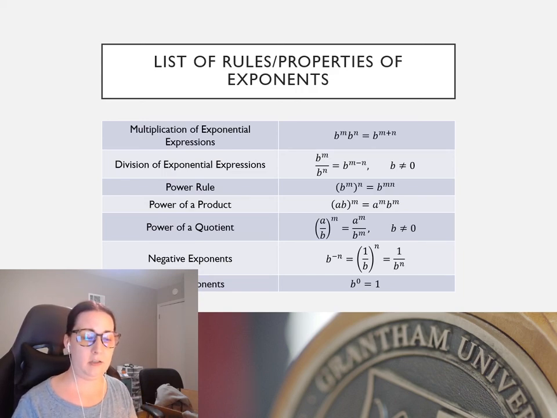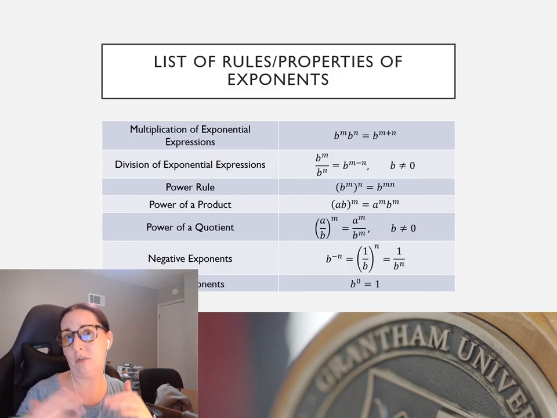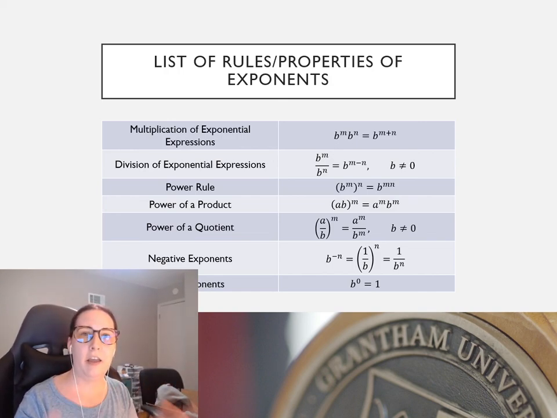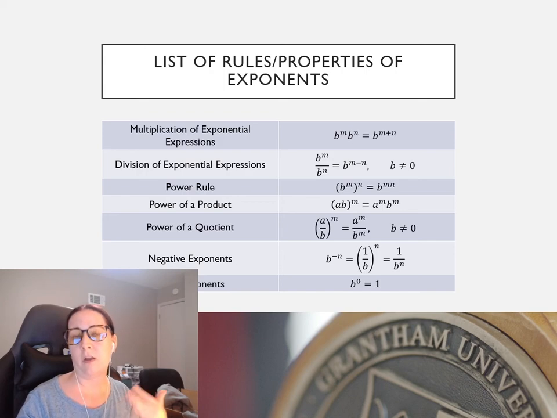Power of a quotient is where you are distributing the exponent to what's inside when there's a fraction, so it goes to the top and the bottom of the fraction. Negative exponents: you take the reciprocal and the exponent becomes positive. So if the exponent is in the denominator, you take the reciprocal, it's now on the top and it's positive. And then zero exponents: anything with a zero exponent is equal to 1.